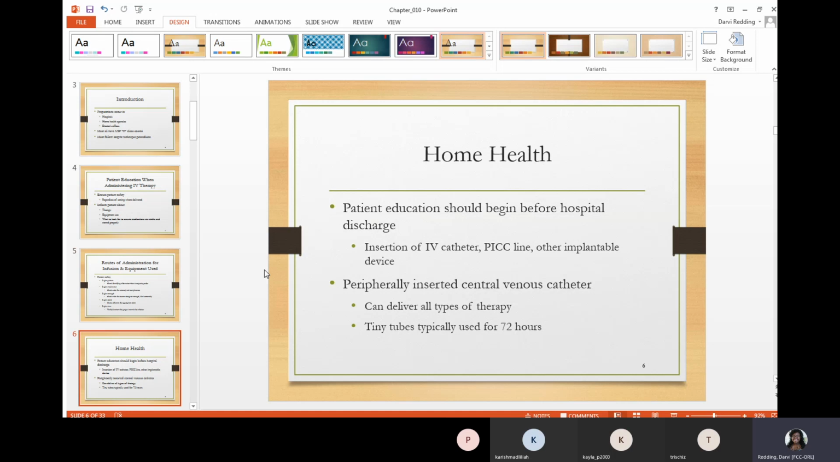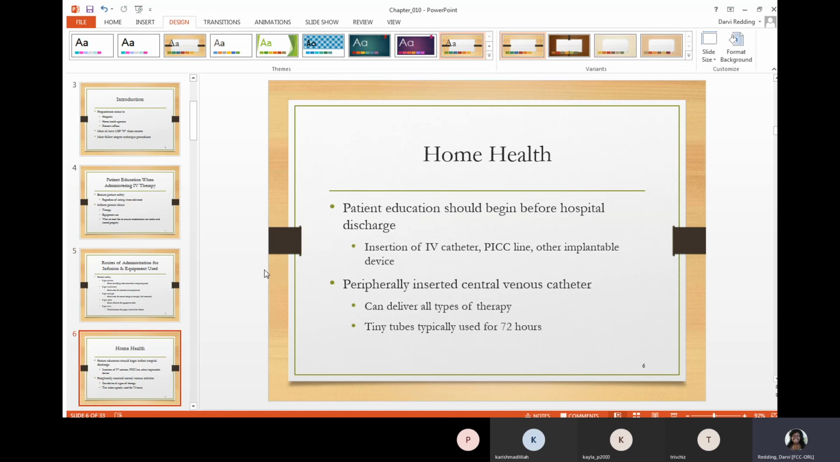Now with the PICC, that is abbreviated as a peripherally inserted central venous catheter. With that particular catheter, it can deliver all different types of therapy. And they have tiny tubes that are typically used for 72 hours. So if a person needed that for, say, a 3-day supply, that's something that they would use.